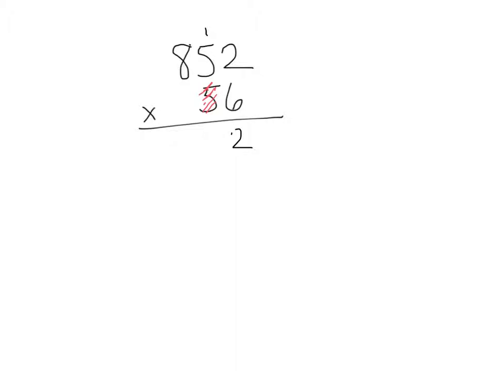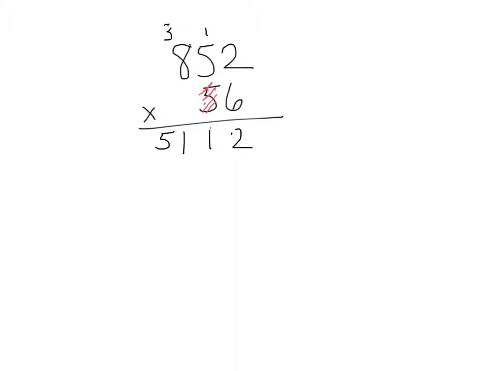6 times 5 is 30. Add that 1, and some people do it where they put the 3 first, 31. 6 times 8 is 48, plus 3 is 51. So now we're done with that.